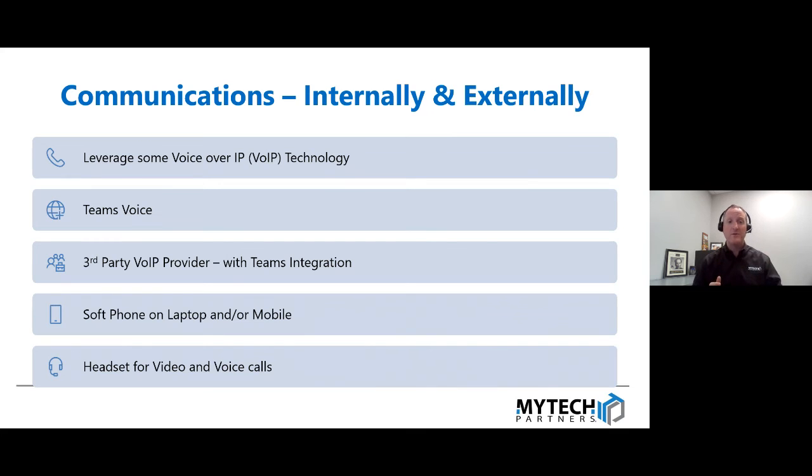There are also soft phones for your laptop or mobile, so your team doesn't feel like they have to use their personal device or their personal phone number when they're calling out. You can use a soft phone, again, on your laptop or mobile to make those calls, as well as having a headset for video or voice calls. And test which ones make sense or work best for your team.